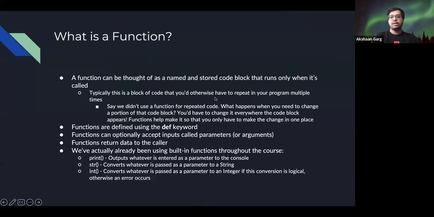Typically this is a block of code that you'd otherwise have to repeat in your program multiple times, right? Say we didn't use a function for repeated code. What happens when you need to change a portion of that code block? You'd have to change it everywhere the code block appears, right? So let's look at a quick example of what I'm trying to say here.